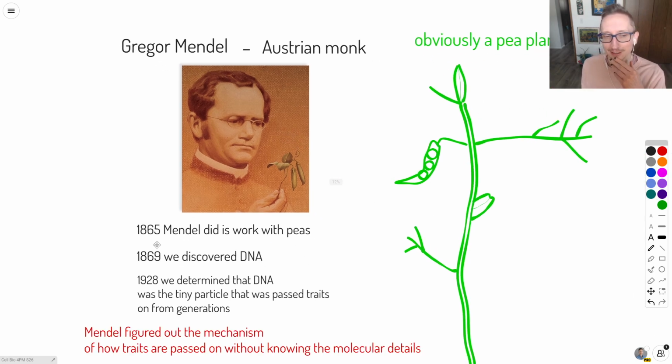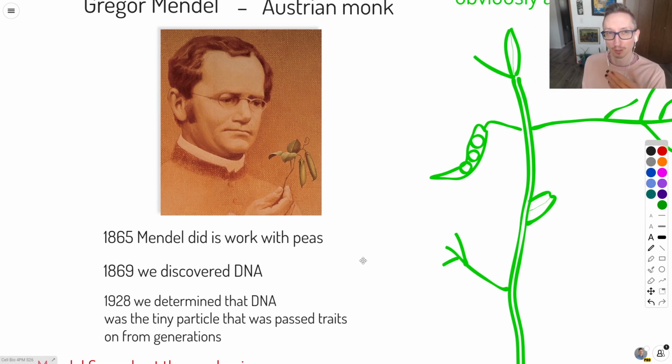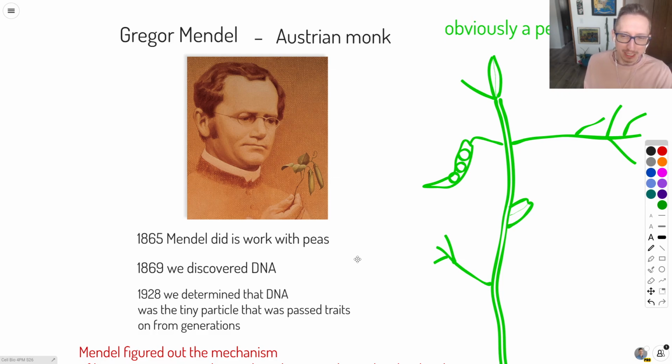So this was in 1865. So we're pushing almost 200 years ago. And we didn't even know DNA existed until 1869. We didn't even know that that molecule existed. Okay. And it wasn't until 1928 that we determined that DNA was the tiny particle that passed on traits from generations, from parent to offspring.